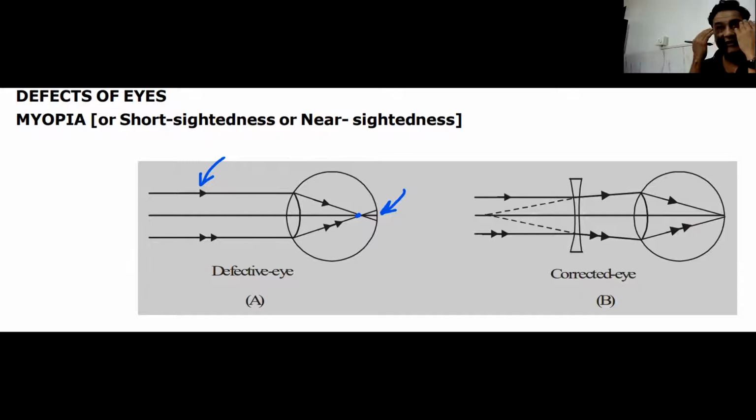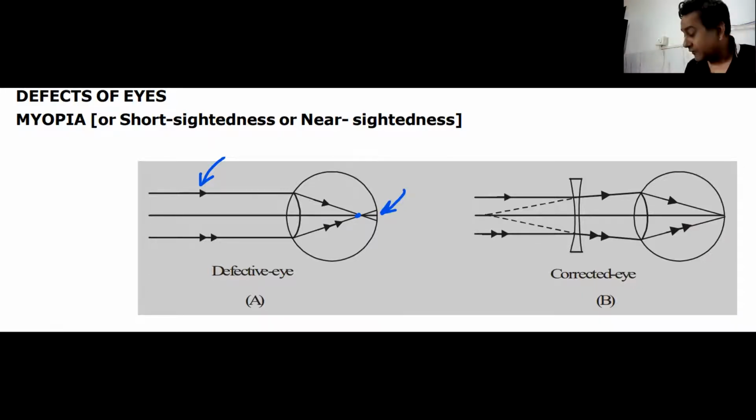So the things that I see, they are not getting focused on my retina. They are getting focused at a nearer point. This type of vision is known as near-sightedness or short-sightedness. Distant objects will not be clearly visible because the rays will be getting focused at a point which is not on the retina but before the retina. I will not be able to see distant objects, but I will be able to see nearby objects clearly.